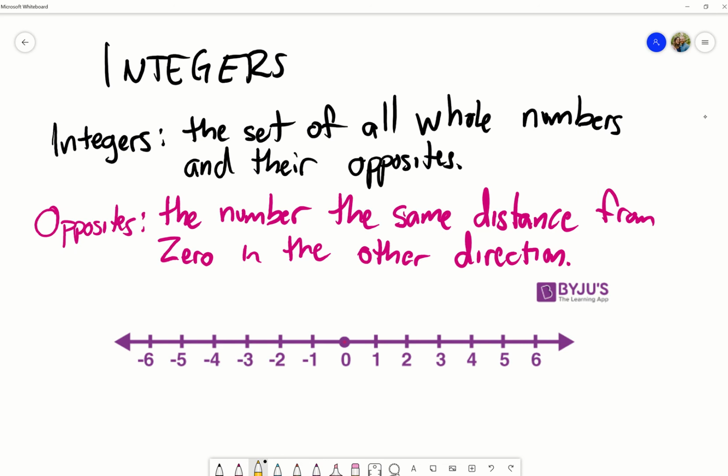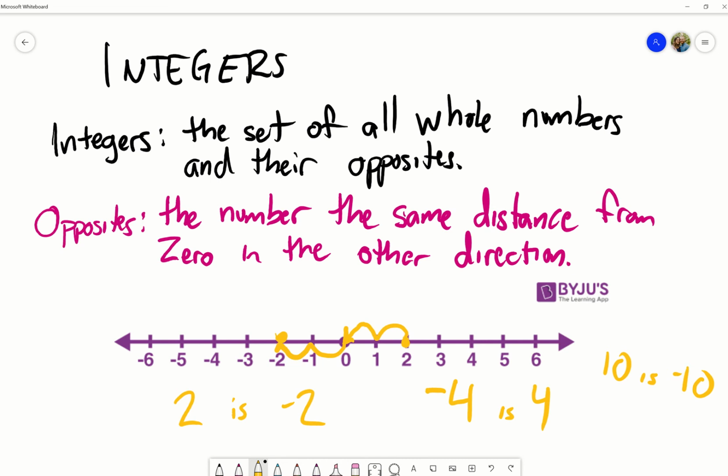So if I were to start here at 2. Now say, all right, well, how far away is 2 from 0? Well, it is 2 places away from 0. So the opposite is going to be 2 places away from 0 in the other direction on our number line. So the opposite of 2 is negative 2. The opposite of negative 4 is 4. The opposite of 10 is negative 10.